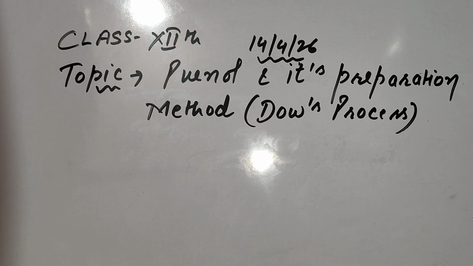Hello everyone, class 12th topic is phenol and its preparation method, Dow's process. In previous videos, we have covered the first organic compound of this chapter, alcohol, in which we have done different types of alcohols, their preparation methods, chemical properties, and their distinction methods. The last distinction method we did was the iodoform test.